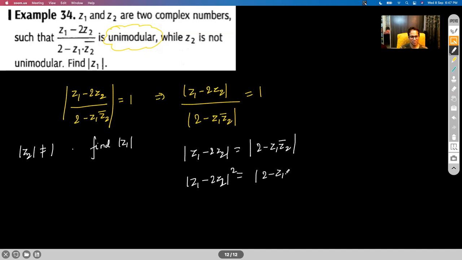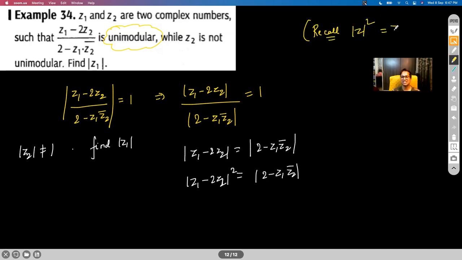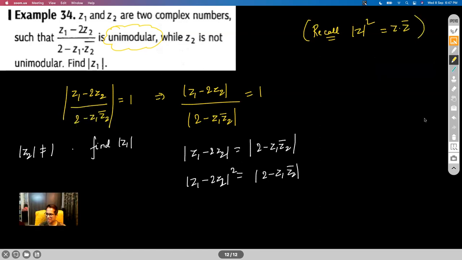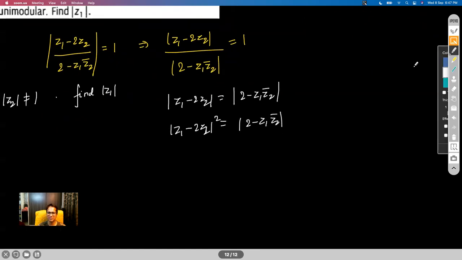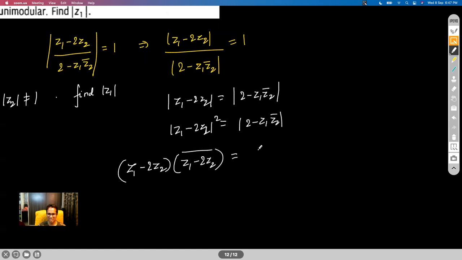Okay. Now everybody recall the last property which we did. Please recall, in the last property I had said mod Z square is nothing but Z into its conjugate, isn't it? So can I say a similar situation has arisen over here where you have squared the modulus of some complex number? So can I say the left hand side expression, I can write it as Z1 minus 2 Z2 times Z1 minus 2 Z2 conjugate. Correct? Similarly, sorry, forgot the square here. Similarly, here also it's 2 minus Z1 Z2 conjugate times 2 minus Z1 Z2 conjugate whole conjugate.